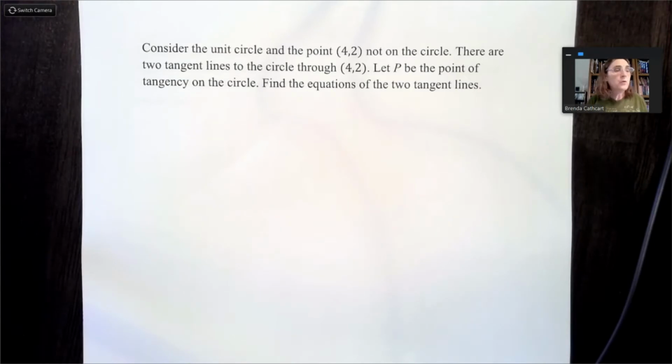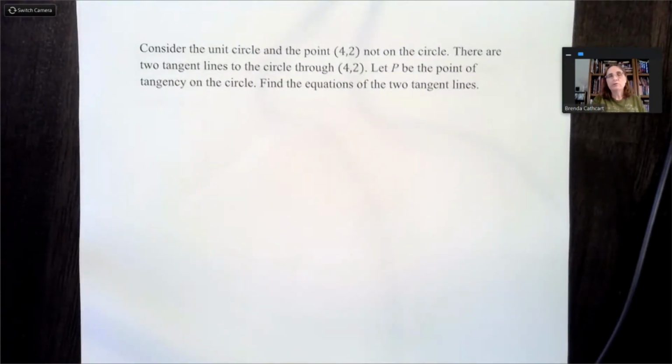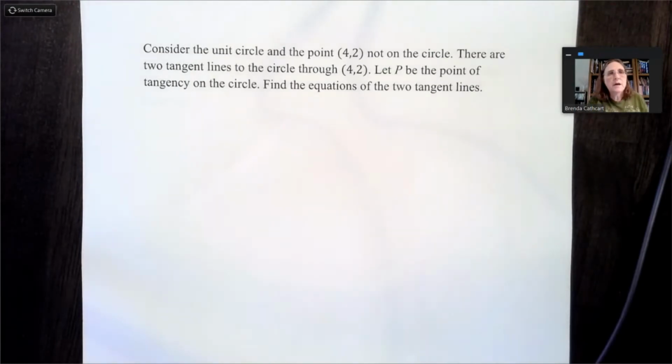In this problem, we're going to look at tangents to a circle again, but in this case, we have a point that is not on the circle, and so we are going to end up with two tangent lines. Let's see how that works.